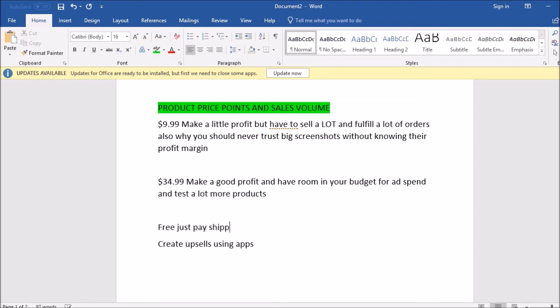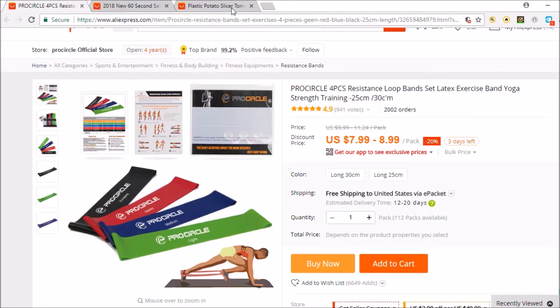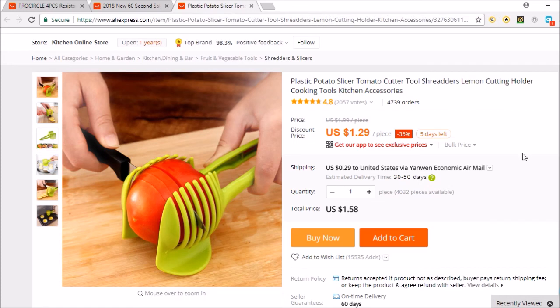So for you guys that don't know what that is, we'll go back to the tomato one because that'd be a classic one to use. So free, just pay shipping is where you say that you're giving away a product. So let's say we're running an ad and we're saying we're going to give away this tomato cutter, depends where you're from around the world, for free, just pay shipping. So what happens there is someone buys this product.